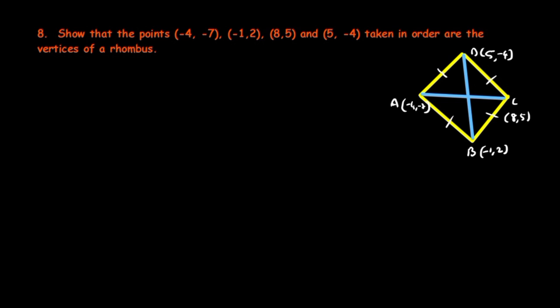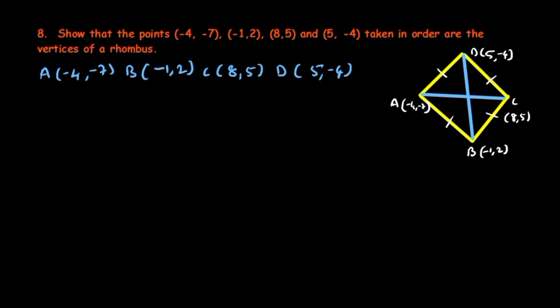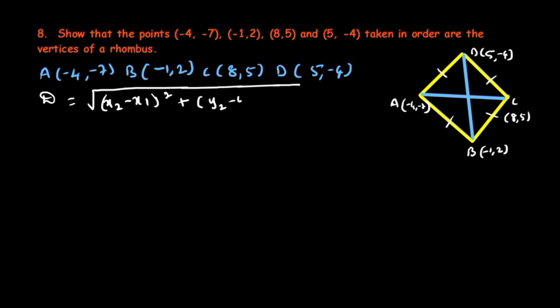Now let us start our answer by taking A (-4, -7), B (-1, 2), C (8, 5), D (5, -4). Okay, so now the distance formula is, see, all these problems depend on only one formula, that is the distance formula: the square root of (x2 minus x1) whole square plus (y2 minus y1) whole square.